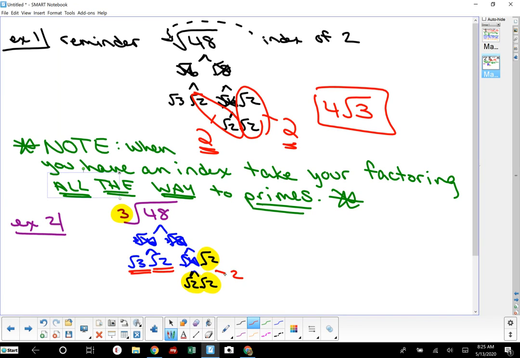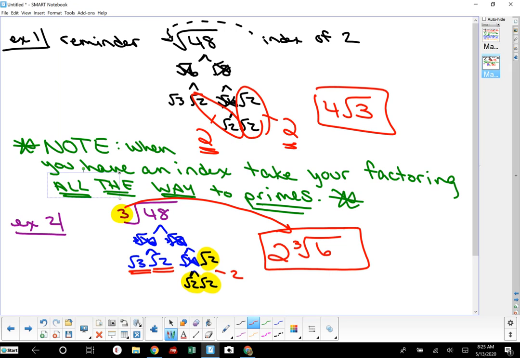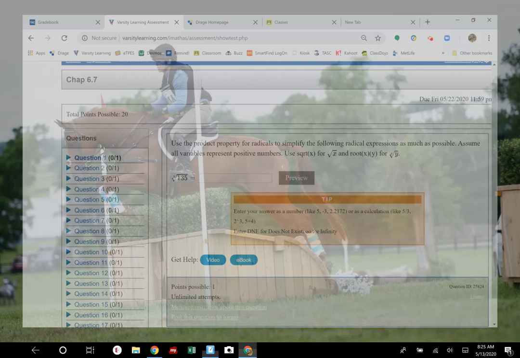So we're now going to go 2 on the outside, cube root. Don't forget the index in the problem has to match the index in your answer, and you're going to have a 6 under here. So 2 cube root of 6. Let's jump over to Varsity and make sure you guys know how to put that into Varsity. Okay, so I'm going to go to Varsity.